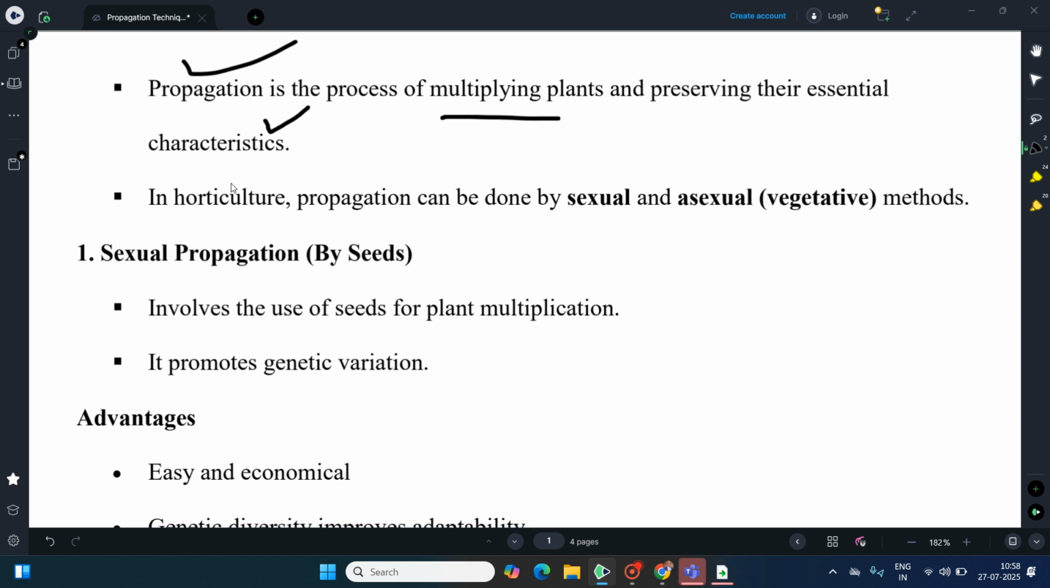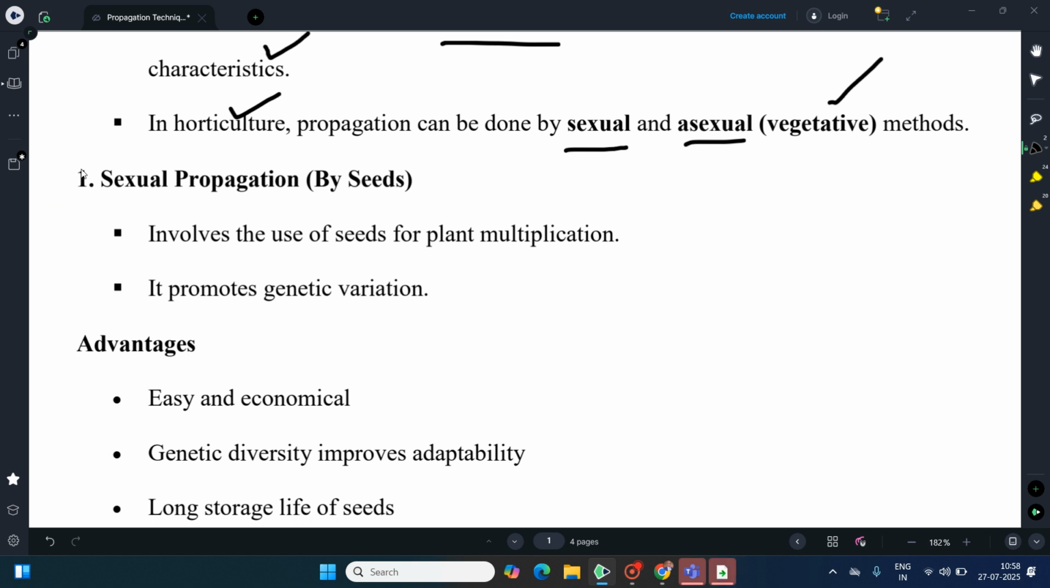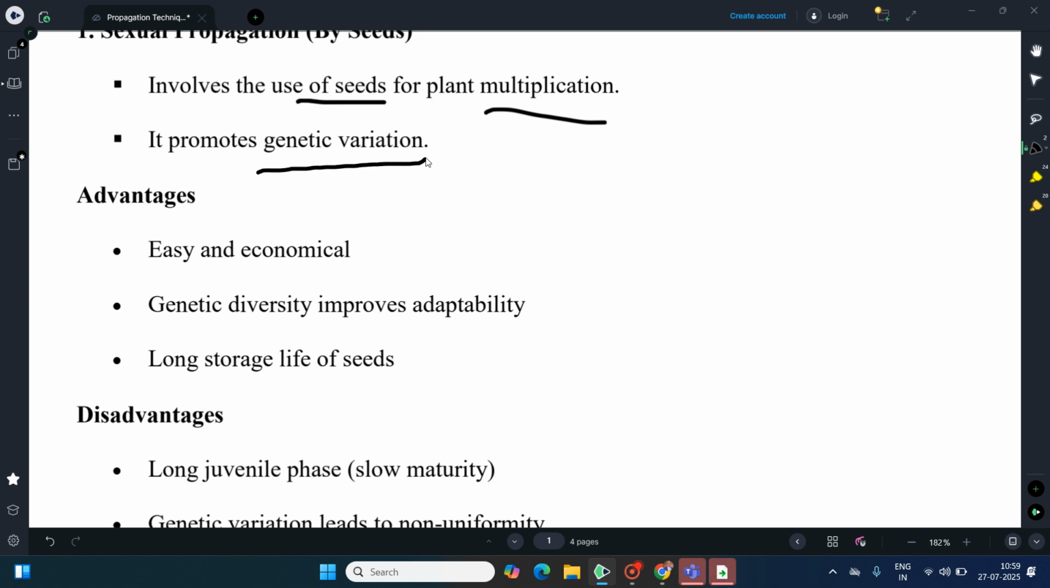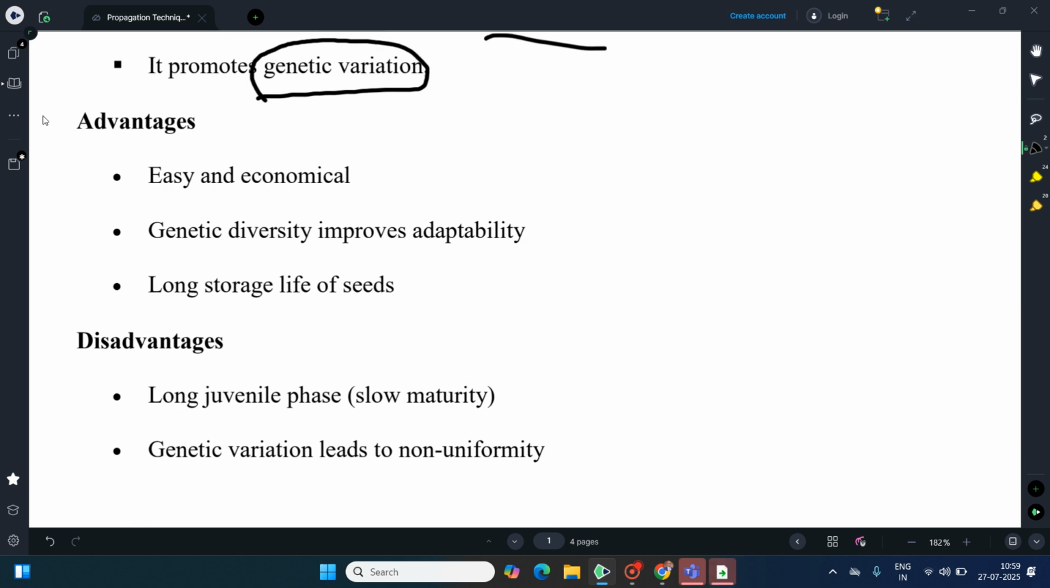Mostly in horticulture crops, the propagation can be done by both sexual as well as asexual methods. Asexual means vegetative methods. First we can see the sexual propagation method. It is by seeds. It involves the use of seed for horticulture plant multiplication. It promotes genetic variation. This is more important. The disadvantages we can see later, and before that, we can see the advantages.